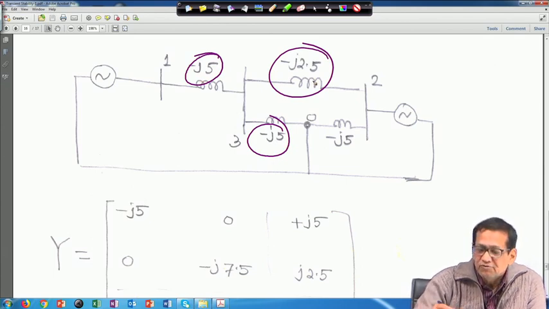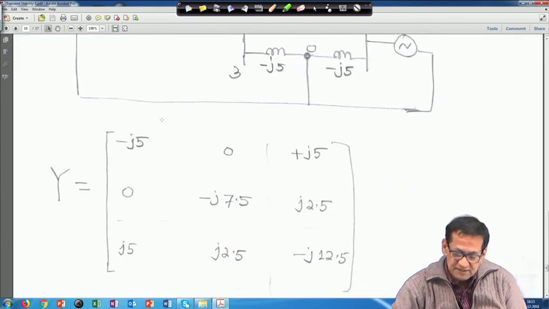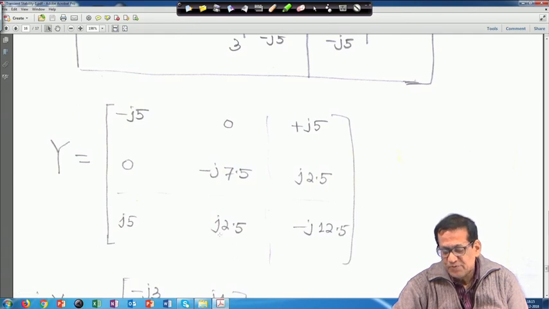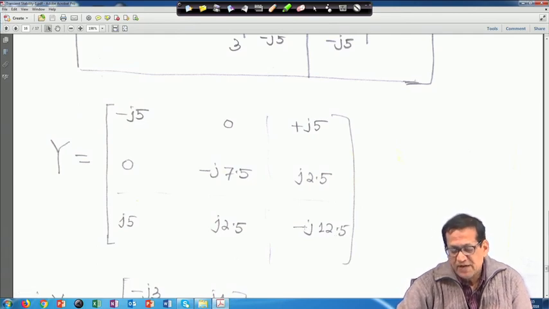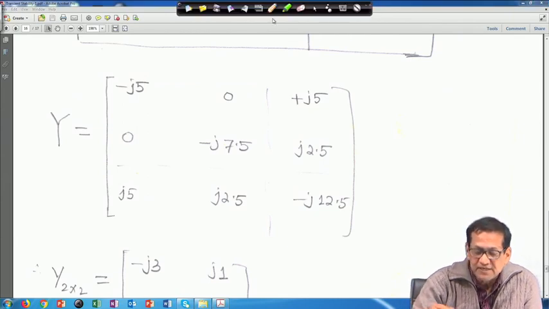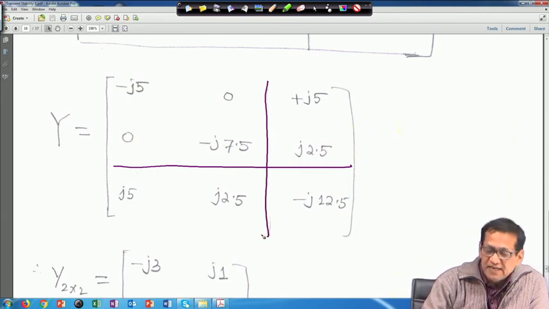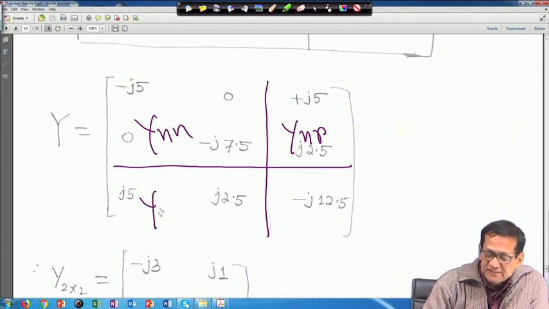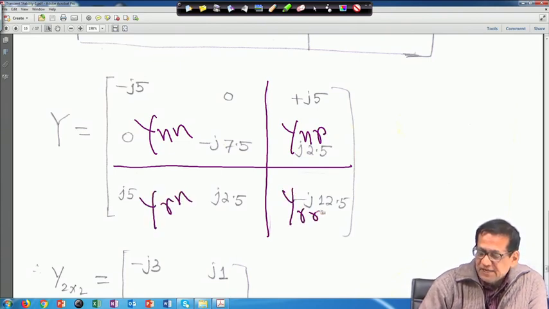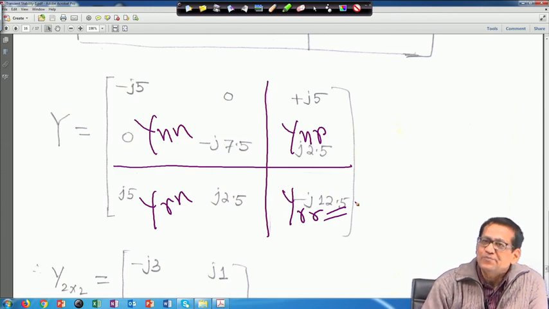So, minus j 12.5. That is why this is j 5, j 2.5 and minus j 12.5, right. And this is during fault, simply we will partition, right. And this is your YNN, this is your YNR, this is your YRN, and this is your YRR, it is a single element, right.